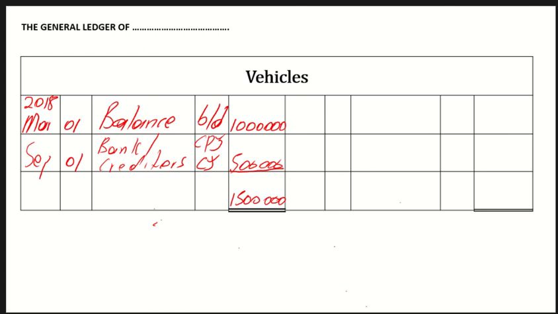And then we're going to have here 2019. I'm going to write Feb, the 28th, and I'm going to have balance, and it will be carried down. We are carrying this balance down. The amount will be 1,500,000, and the total will still be 1,500,000. This balance, you're going to bring it down.